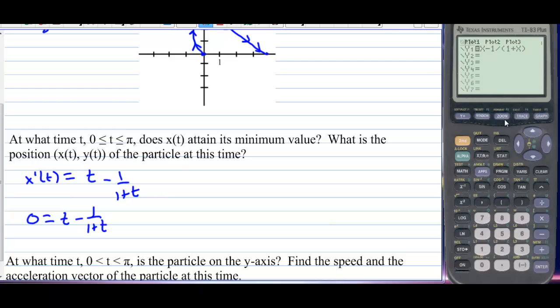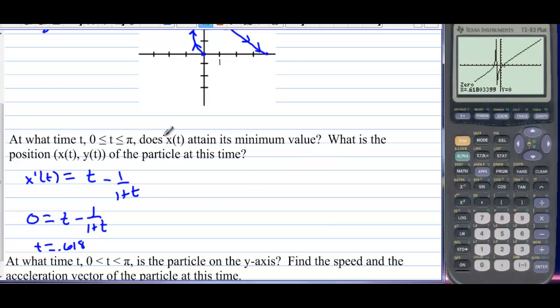Let's graph this. Let's go to the standard, zoom 6. And it's the first 0 that we come across on the positive side. So we want that one right there. So let's go calculate. We want a 0. And we are now to the left. Let's go to the right of the 0. And then we'll back up and we'll say we want that 0 right there. Press enter, and it is 0.618. So t equals 0.618.